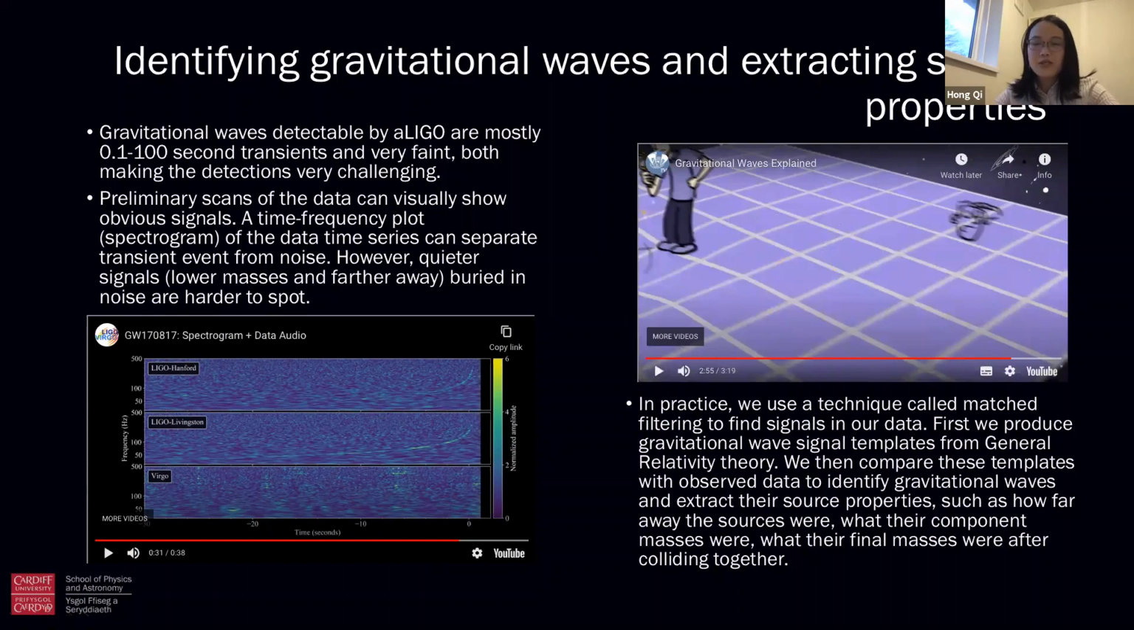Yeah. So after we extract the source properties, like the masses, the distances, the sky locations of these gravitational waves, we can do some really cool science. And my colleague Fabio will talk about gravitational wave science.